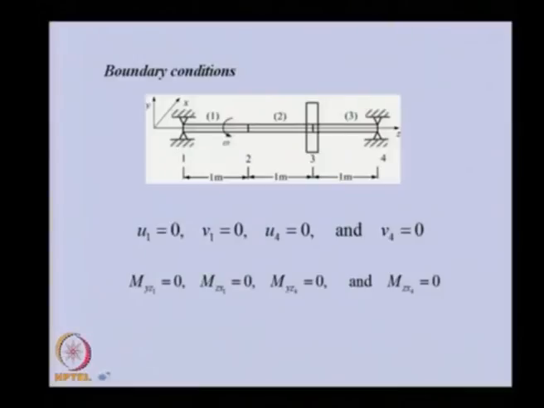Now, the boundary conditions of the problem. Here simply supported boundary conditions are there, so displacement in the horizontal and vertical direction will be 0. Similarly, here at node 4, displacement in the horizontal and vertical direction will be 0. Corresponding moments are also 0 at these locations.